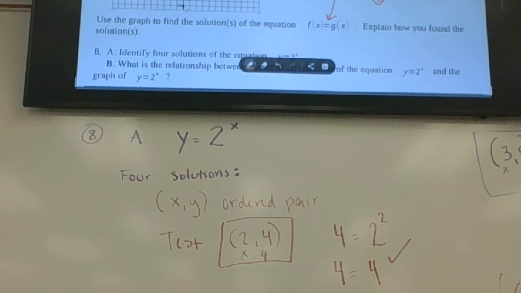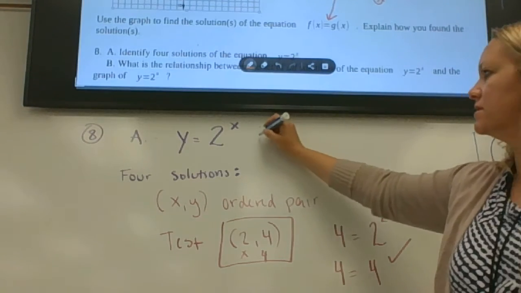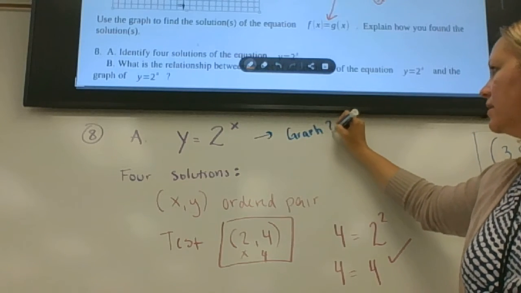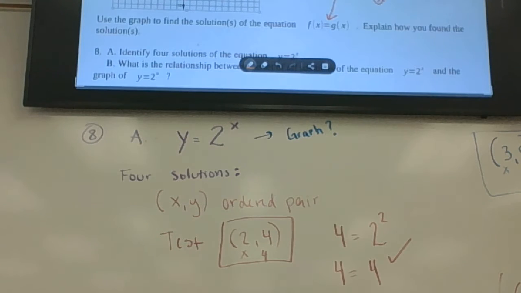Letter B says, what is the relationship between the set of all solutions, which there's infinity ordered pairs that work here, and the graph? So what does the graph of this look like? Go ahead and do it for us. What does the graph of this look like, and how do these x and y ordered pairs show up on the graph?